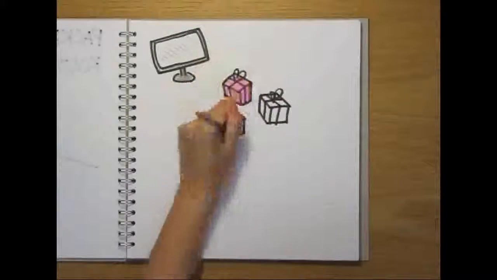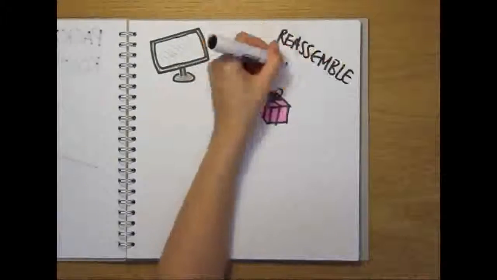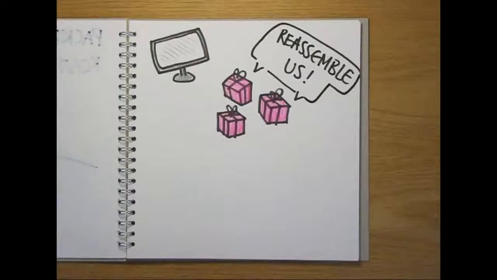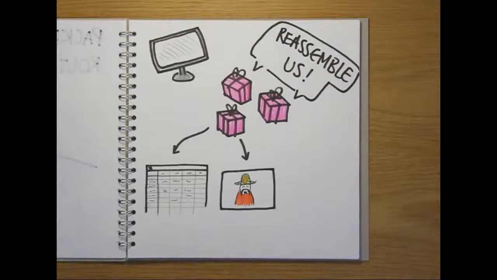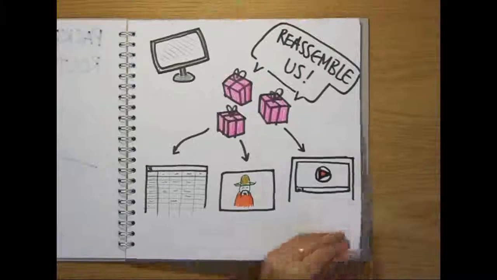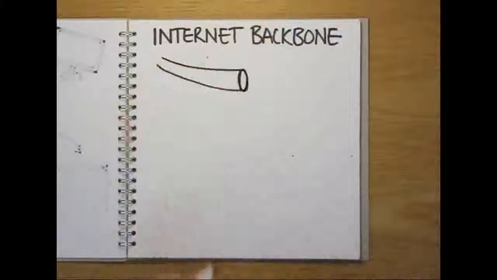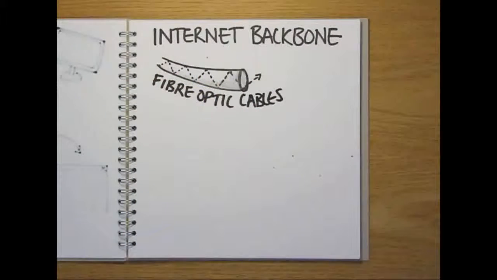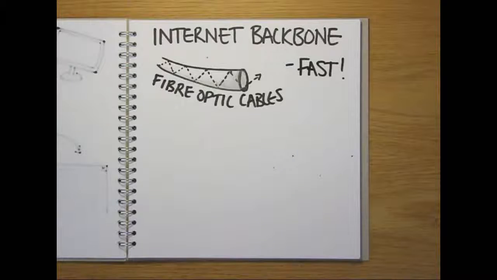And when the packets are received, they're reassembled to form an identical copy of whatever was sent by the original computer, whether it's a spreadsheet, a picture, or a video, in fact anything that you could look at, hear, or use on your computer. Most of the internet backbone is made up of very fast, high-capacity fibre optic cables that can transmit large amounts of data very rapidly.